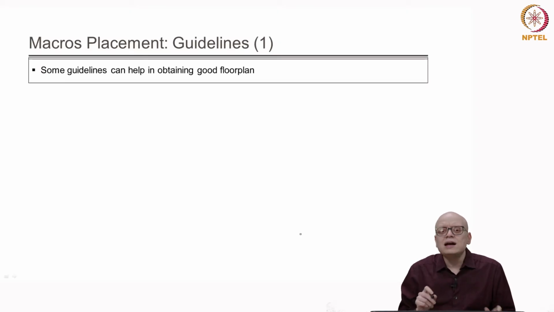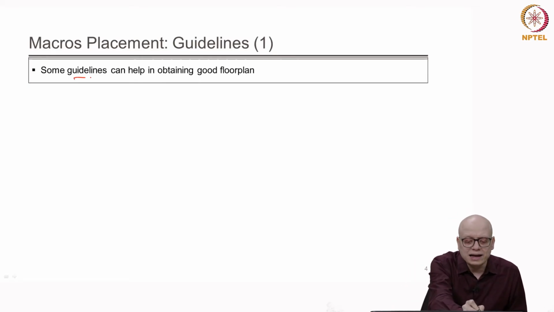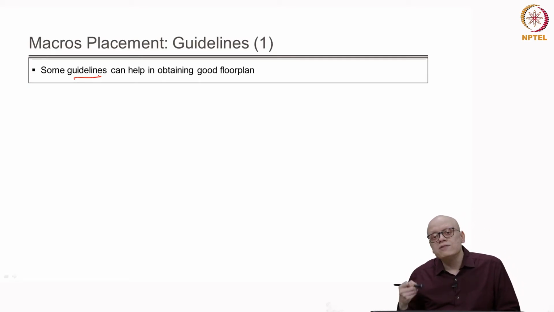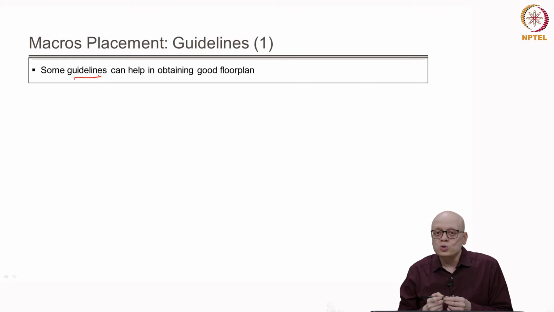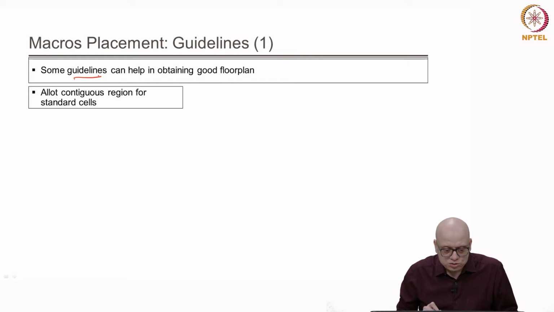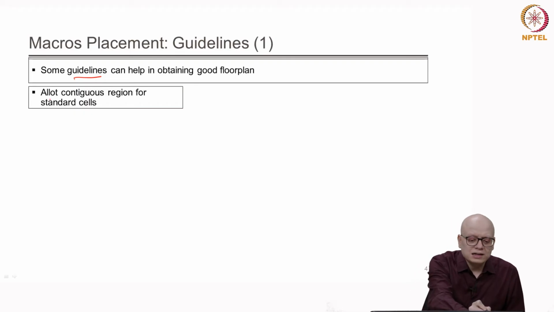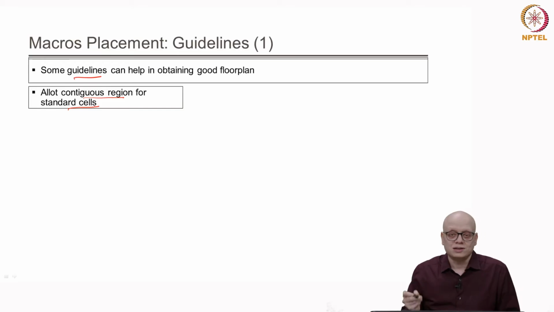Now, for macro placement there is no very good deterministic algorithm as such, and therefore, as designers we often rely on guidelines to arrive at a good floor plan. So, let us look at a few guidelines that we can use in our design to improve the quality of our layout. One of the guidelines is that we allot a contiguous region for standard cells.